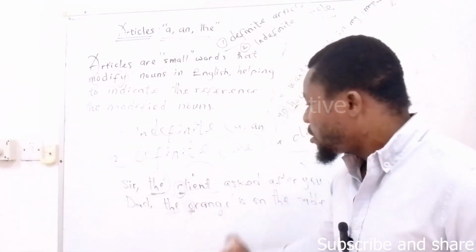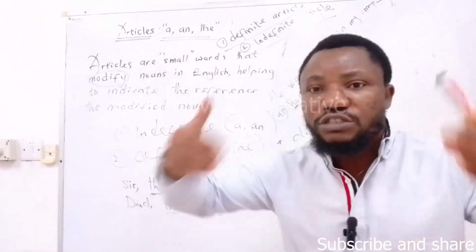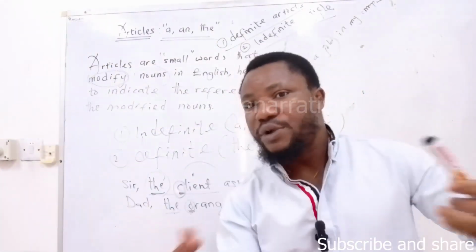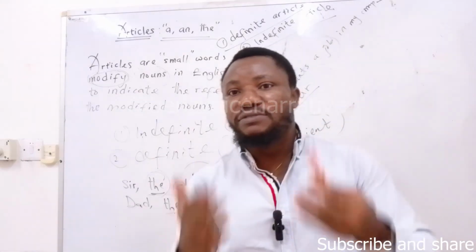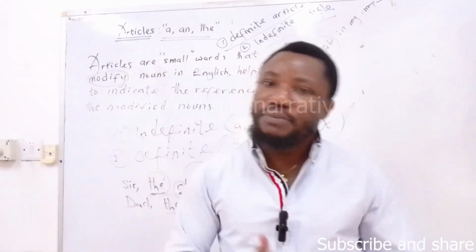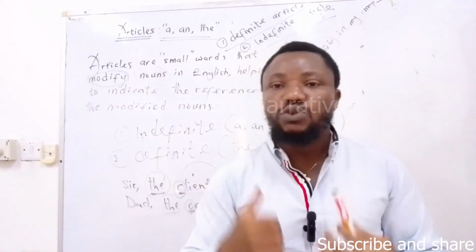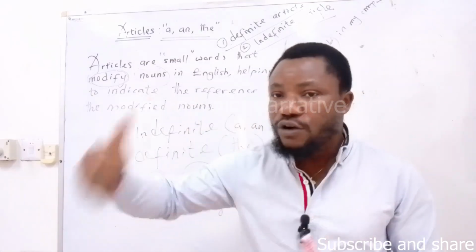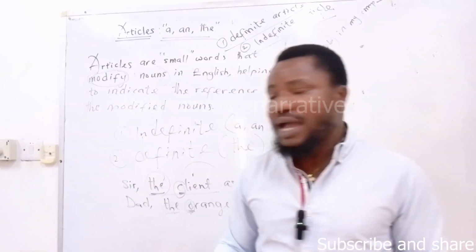Also, every time that you use the definite article, it means that the person you're talking to already knows what you're talking about. Now, let me talk about the incident that happened yesterday. When I say the incident, it means that you that I'm talking to are aware of the incident that happened the day before. Are we clear with that?